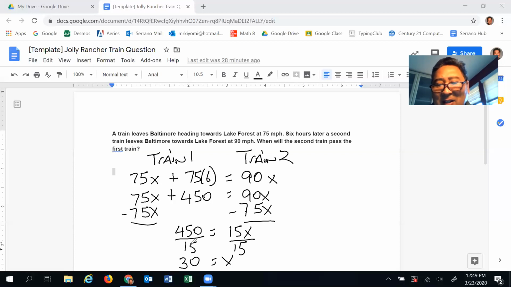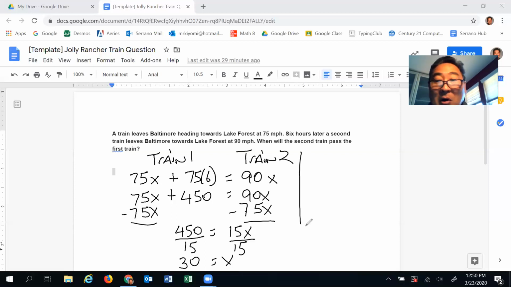Now, there's a little bit of a problem with this. It's kind of a trick question because in 30 hours, train 2 will be 90 times 30, which is 2,700 miles away from Baltimore. And train 1 will be 75 times 30, which is 2,250 plus 450. That's also 2,700 miles away from Baltimore.